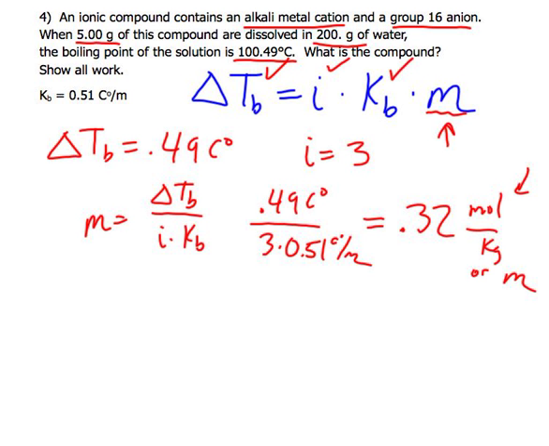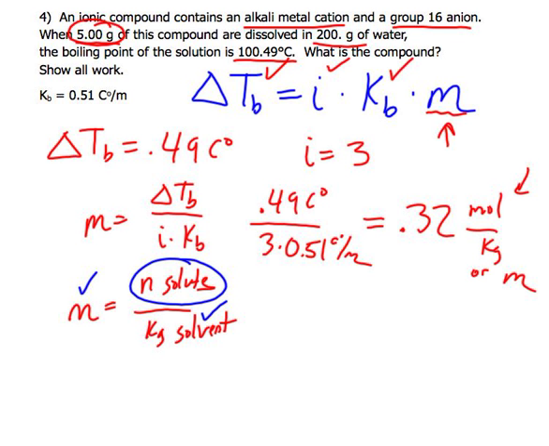I need to figure out the identity of this compound. And one way to identify a compound is knowing its molar mass. So if I know the mass of the solute, if I knew the moles of the solute, I could calculate the molar mass. So how do I figure out how many moles of solute are in here? Well, knowing the concentration, molality equals the moles of solute divided by the kilograms of solvent. So what do we know here? We know the molality, and we know the kilograms of solvent. We don't know the moles of solute. So let's solve for that.